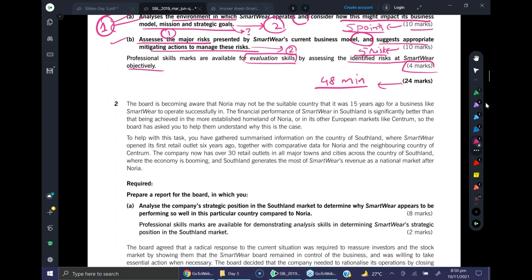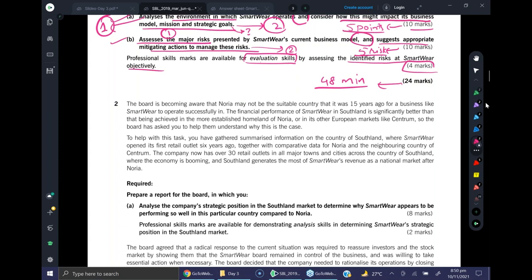And in this question, professional skills marks are for requirement B only. They do not belong to A, but we will still explain the points in part A properly. Yeah, of course. There's a lot of things to take care of, but basic idea, I hope, is clear to everyone now.